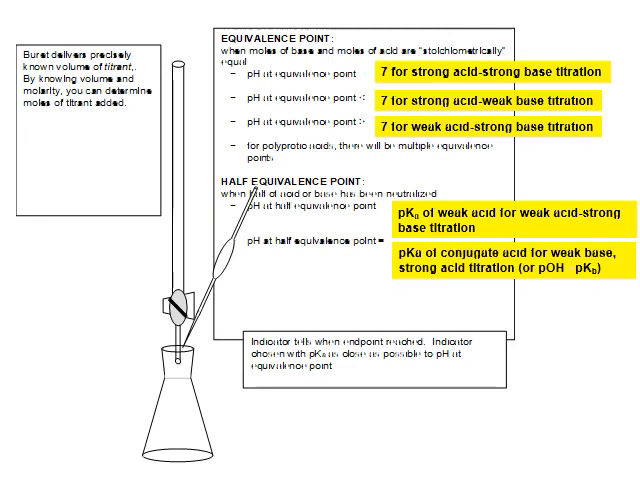The pH at the half equivalence point will also be equal to the pKa of the conjugate acid when you're titrating a weak base with a strong acid. Or conversely, the pOH at this point will be equal to the pKb of the titrated base.